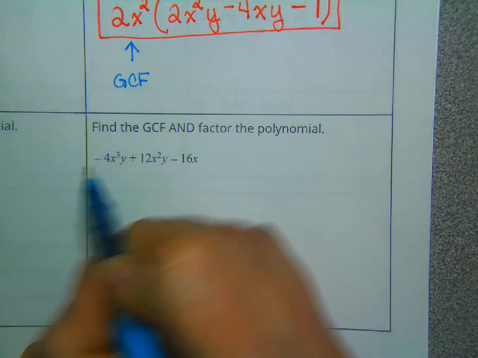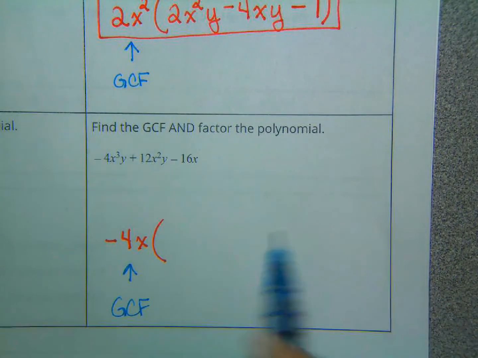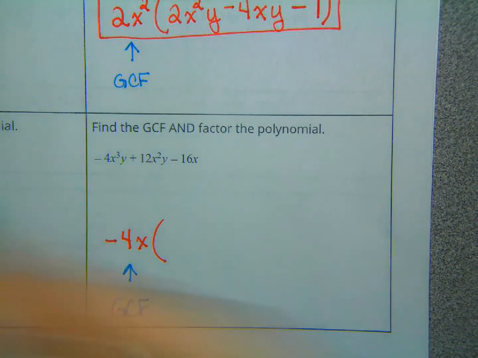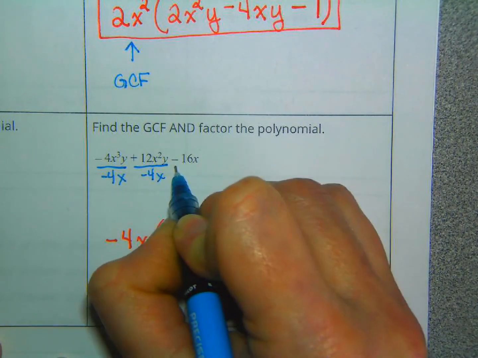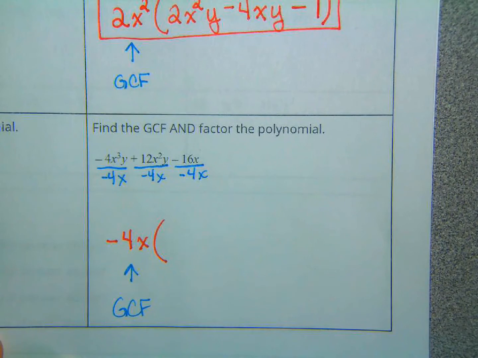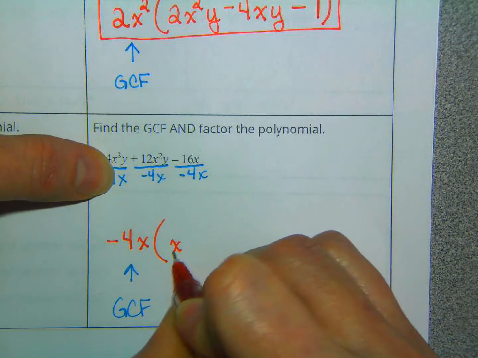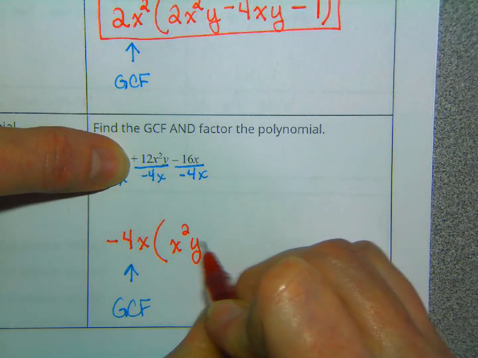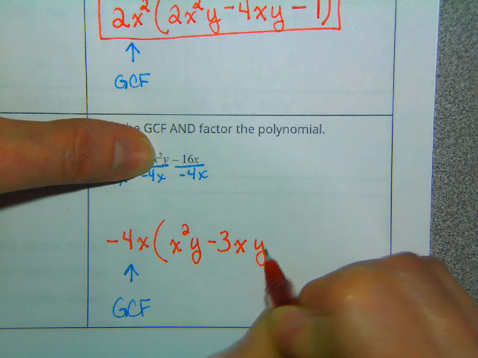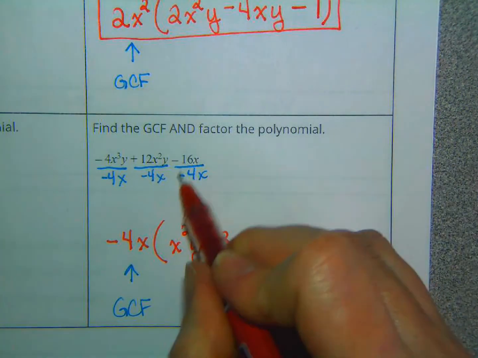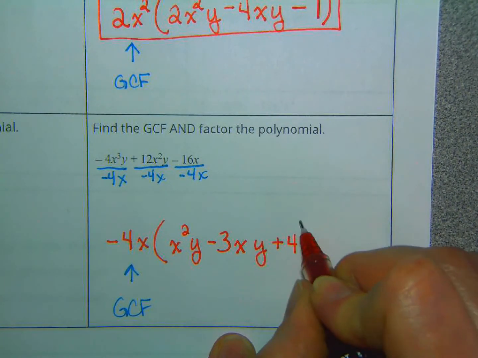Again, I factored a negative out because my leading coefficient was negative. There are actually 2 correct answers, and I'll show you the other one in just a minute. So we divide this by negative 4x, divide this by negative 4x, and divide the last term by negative 4x. Negative 4 divided by negative 4 is 1. X cubed divided by x is x squared. 12 divided by negative 4 is negative 3. X squared divided by x is x, and the y is still there. Negative 16 divided by negative 4 is positive 4. X divided by x is 1, so I can write times 1, but when I simplify it, I get 4.